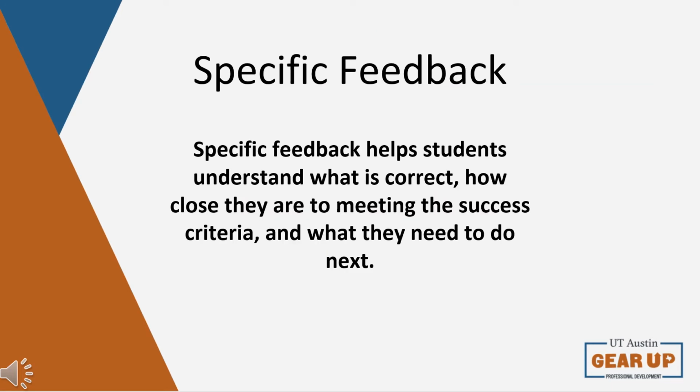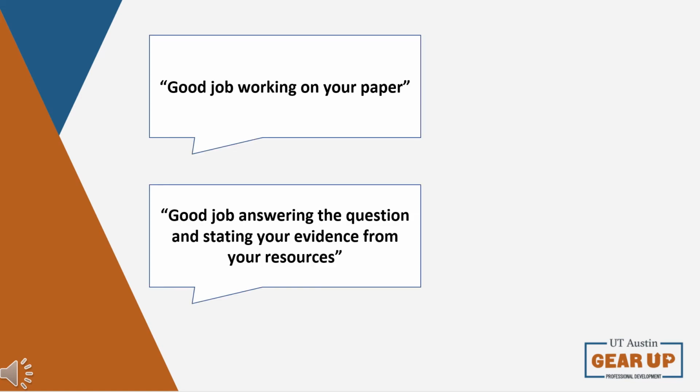Specific feedback helps students understand what is correct, how close they are to meeting the success criteria, and what they need to do next. Specific feedback should include specific information about how close students are to meeting the success criteria and details about what they need to do next to meet the criteria. Simply telling a student, "Good job," is nice, but not specific enough for the student to know what he or she did well.